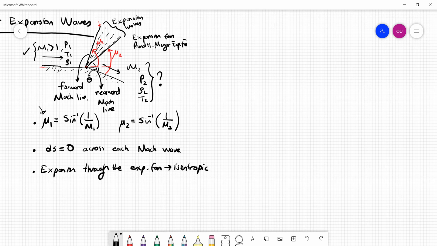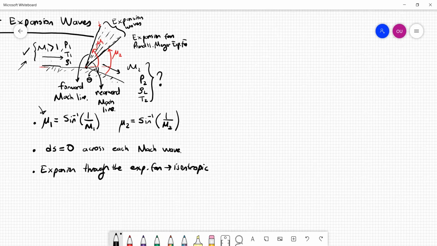And similar to what we did for the shock wave analysis, given the inlet conditions, Mach number, and other flow parameters, when this supersonic flow goes through this expansion fan, how can we find the parameter values downstream of this expansion fan? The new Mach number and the pressures, densities, temperatures, etc.